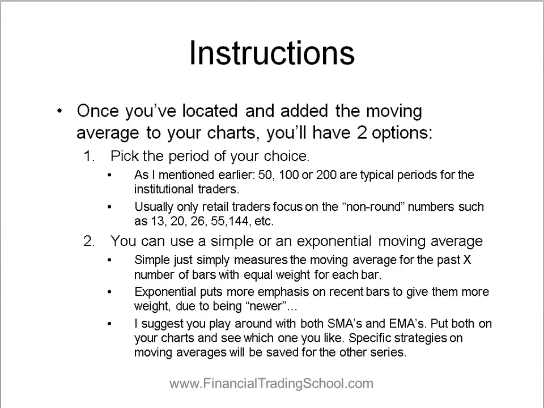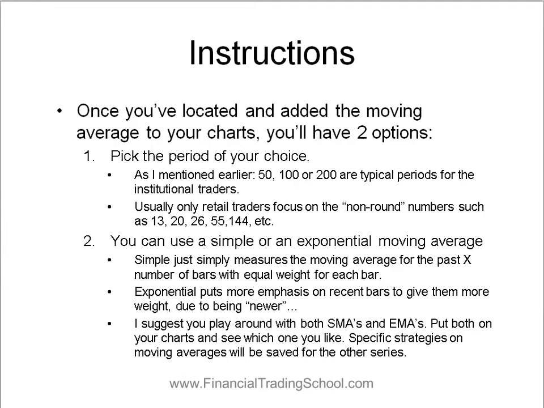Secondly, you can use a simple or an exponential moving average. Simple just measures the moving average for the past X number of bars with equal weight for each bar, whereas exponential puts more emphasis on recent bars to give them more weight due to being newer. I suggest you play around with both SMAs and EMAs and put both on your charts to see which ones you like. Specific strategies on moving averages will be saved for the other series.